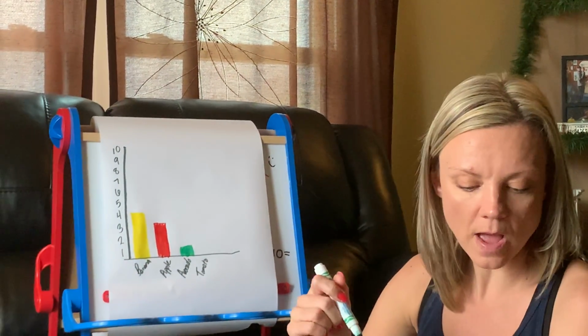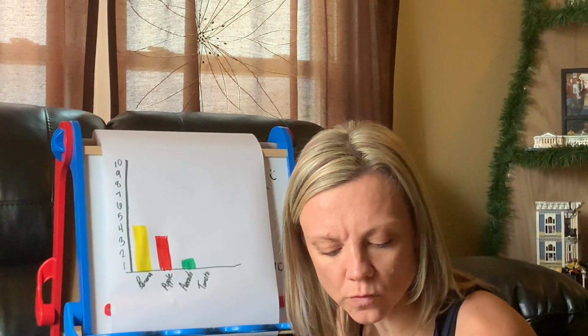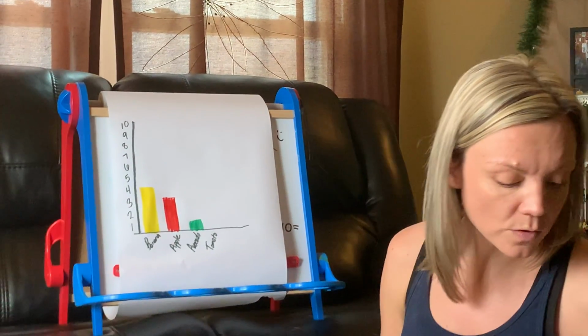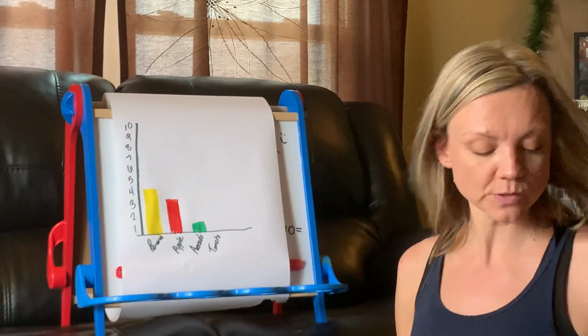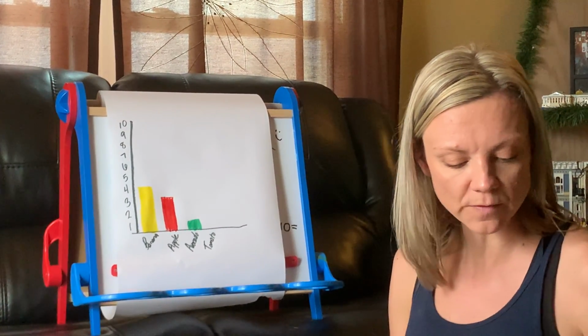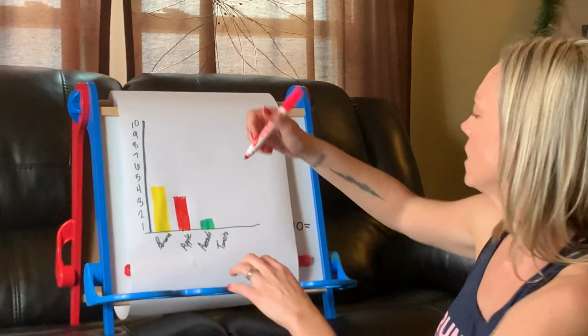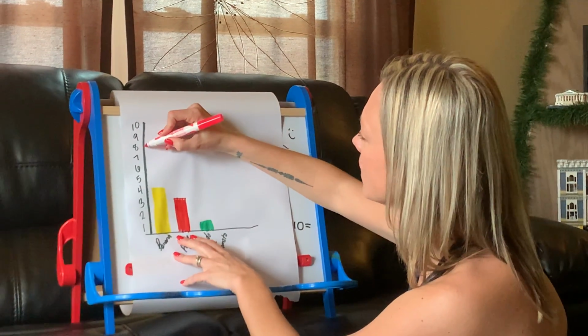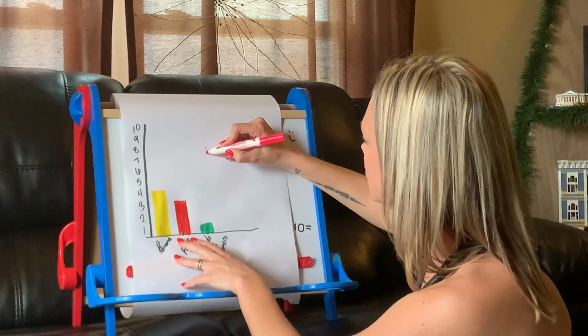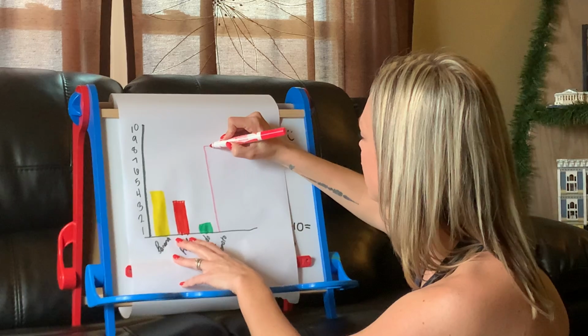And tomato, I had 2, 4, 6, 8. Tomatoes are red, but I made my apples red, so I'm going to make the tomatoes more of a pink color. And I had 8, so I'm going to come up here to my 8, draw my bar.